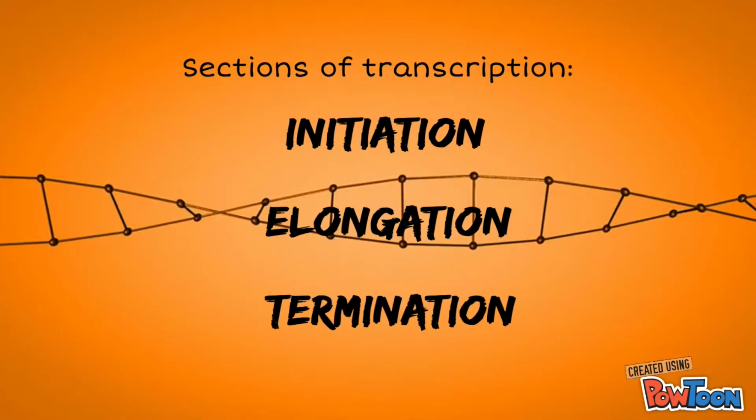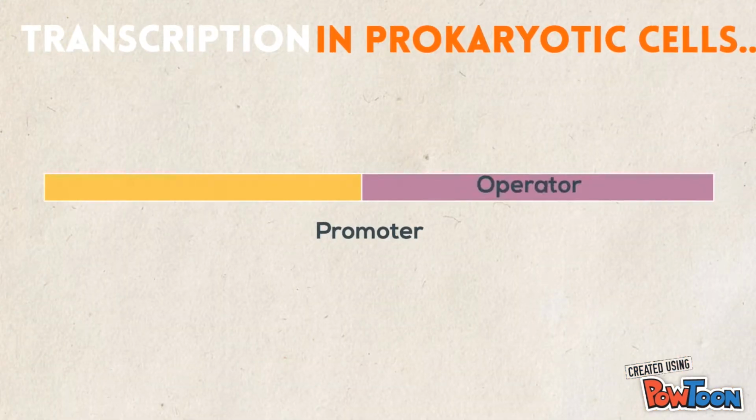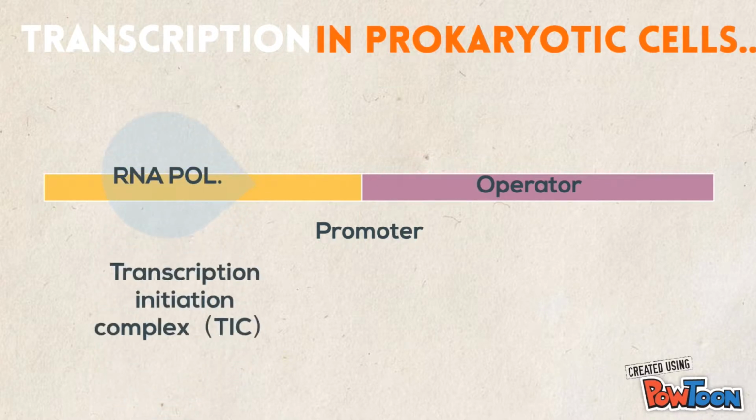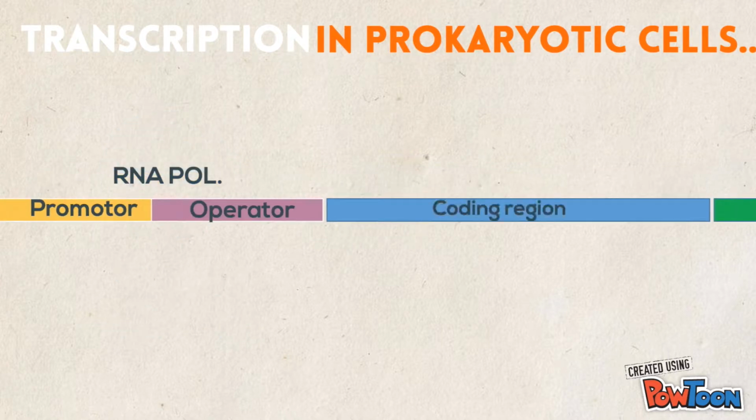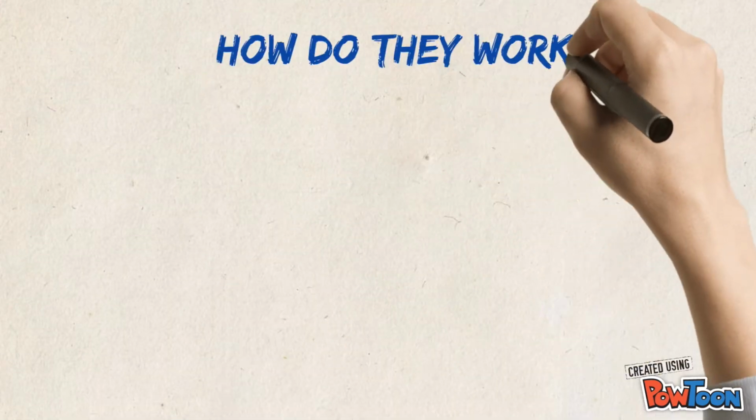termination. Most prokaryote cells have something called the operator. It is within the promoter sequence, which controls the binding of RNA polymerase to the promoter and forms the transcription initiation complex, which we call TIC. The operator, promoter, together with the coding region that is being transcribed are called the operon. So, how do they actually work?